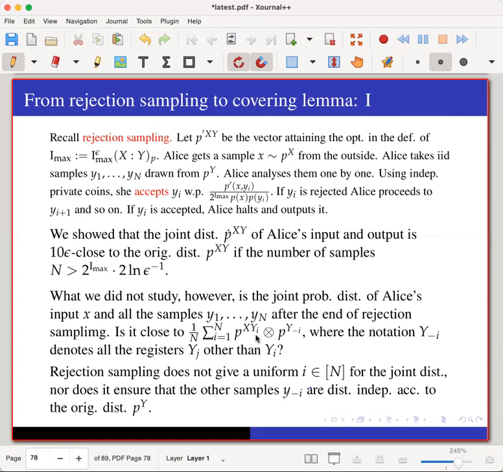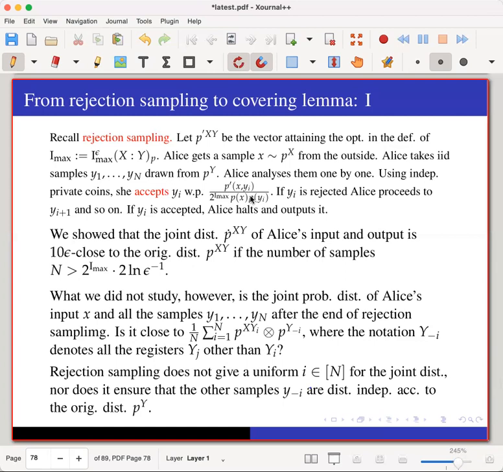So I'll just repeat what Shankar says. On one hand, what did Alice start off with out here? She got a sample from px, and then she got n IID samples from py. So she started off with n plus 1 independent distributions. There is one register x distributed according to px, and then there are n registers distributed according to py, and they're all independent. She starts off with that.